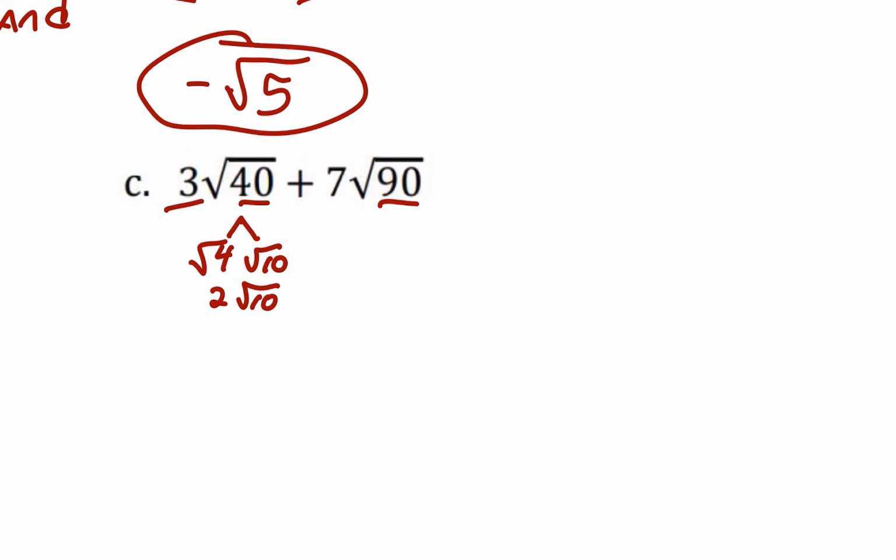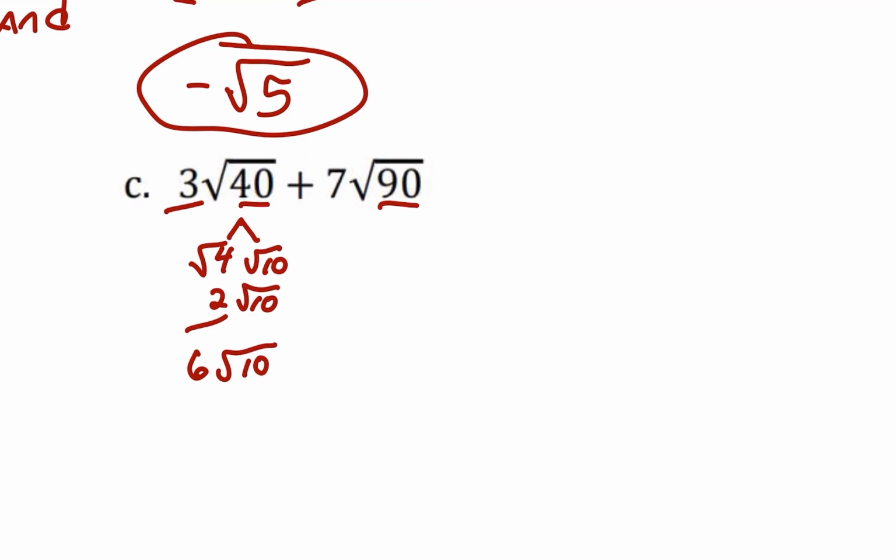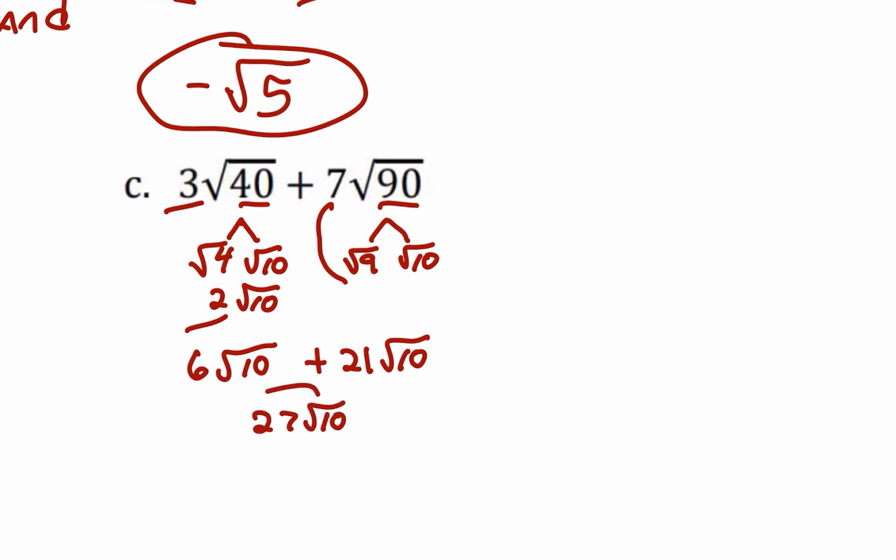And then the 3 on the outside multiplies this 2. So what we get for that first term is 6 square root of 10. So once we have that, we can now move on to the 90. And I'm going to try and show you a couple steps at once, because we know that the square root of 90, just like the square root of 40, is going to have that factor of 10. And fortunately, that 9 is a perfect square. So 7 times 3 is 21. So we're going to say plus 21 root 10. And our final answer is going to be 27 square root 10. And we're done.